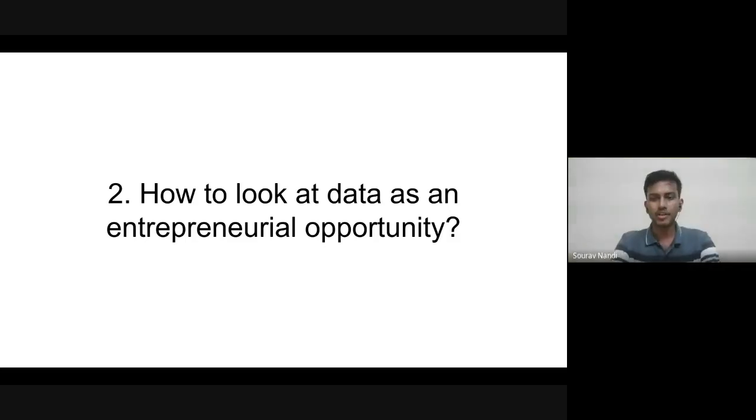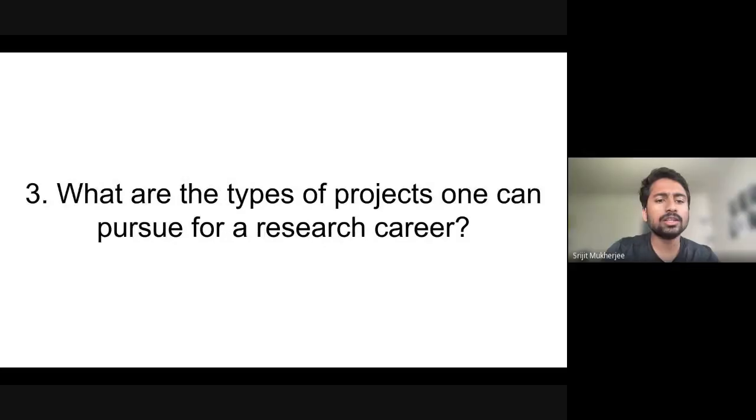Yeah, I think let's move ahead. What are the types of projects one can pursue for a research career? We have already answered that.